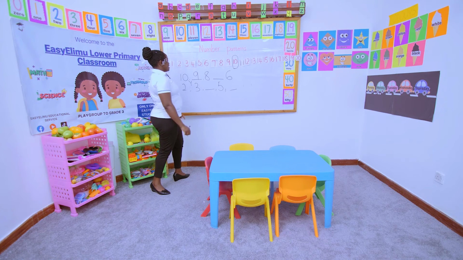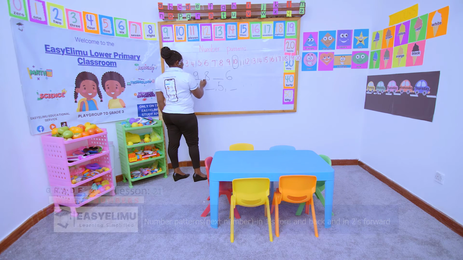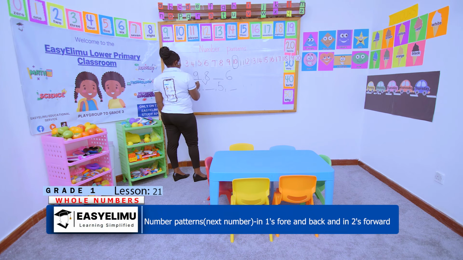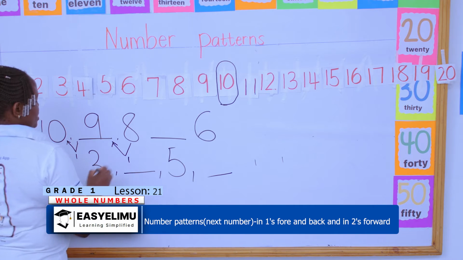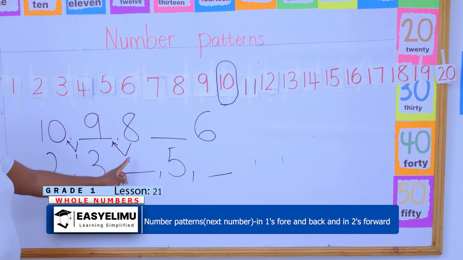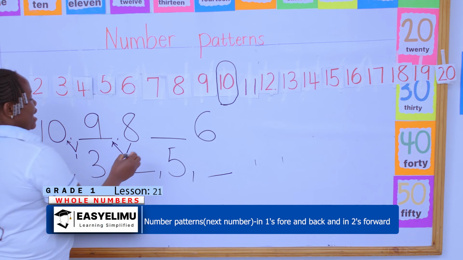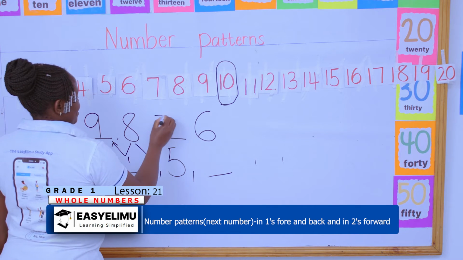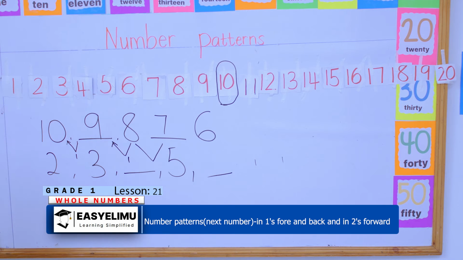Then they have also said, for me to get the next number, I will have to reduce this number by 1. Now our pattern is flowing this way. You see the way the pattern is? So I'm reducing it by 1. So if I reduce this 8 by 1, what do I get? I get a 7. And that is how you get the missing numbers.